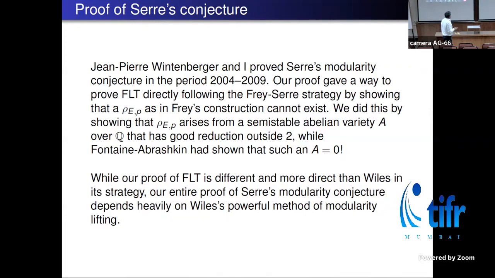And on the other hand, Fontaine had shown that such an abelian variety did not exist. So this was a different way of presenting the proof of Fermat's last theorem. Of course, it looks different and it doesn't directly use modular forms, but the entire proof really depends upon Wiles's breakthrough work on modularity of elliptic curves. But yeah, it's a rearranged proof, and this lifting statement was a key step in our proof of Serre's conjecture.